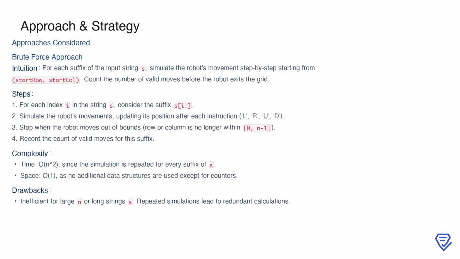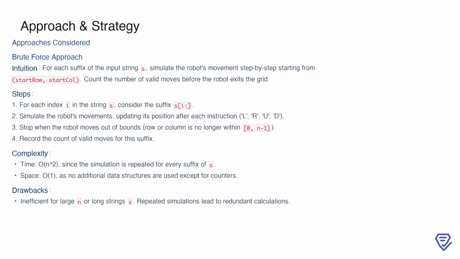To solve this problem, let's first consider the brute force approach. The idea here is straightforward. For each suffix of the input string S, we simulate the robot's movement step by step, starting from the given position, startRow, startCol. As the robot moves according to the instructions in the suffix, we count how many valid moves it can make before it exits the grid.